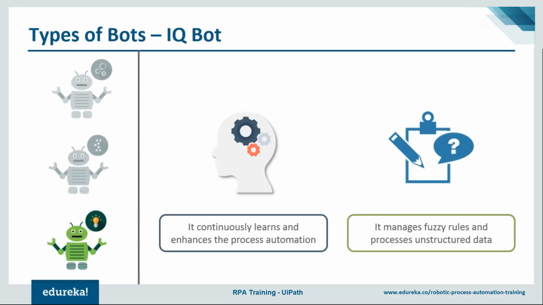So we discussed there are workloads wherein we learn iteratively, right? For all those kinds of workloads, we have the IQ Bot, which continuously learns and enhances the process automation. It will find smarter ways of doing a particular task, and it also manages fuzzy rules and processes unstructured data. Whenever you're dealing with input which you have no control over, the IQ Bot can also help you sort those kinds of inputs.